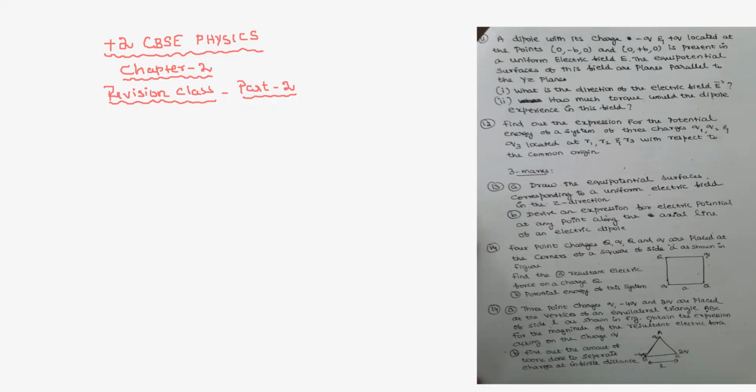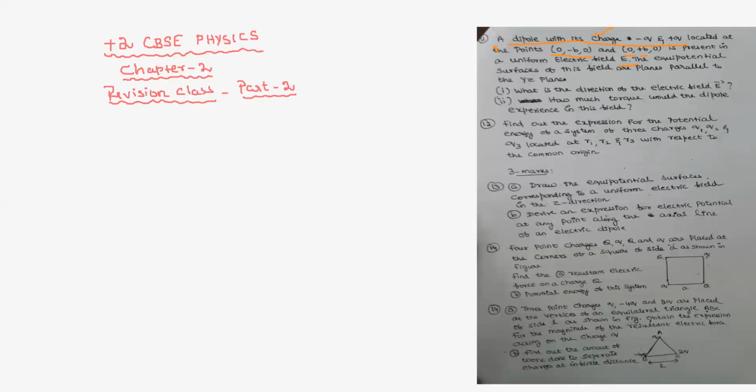A dipole with charge minus q and plus q are located at points 0 minus b 0 and 0 plus b 0. It is present in a uniform electric field E. So we have a dipole that is located in a uniform electric field. The equipotential surfaces of this field are planes parallel to YZ plane.